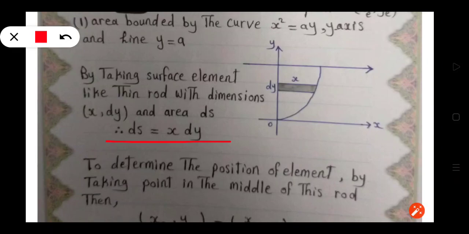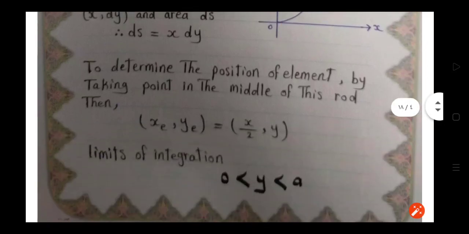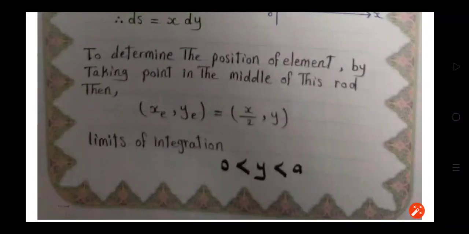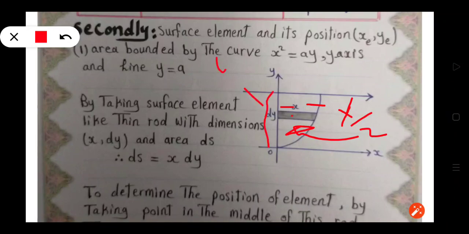Now we find ds. ds equals x dy, and using ds we can find dm, which equals sigma times ds. Now we should determine the position of the element by taking a point in the middle of the strip. So we take the point in the middle of the element: the middle of length x is x over 2. This length is divided into two parts, x over 2 and x over 2, but the height is still y.